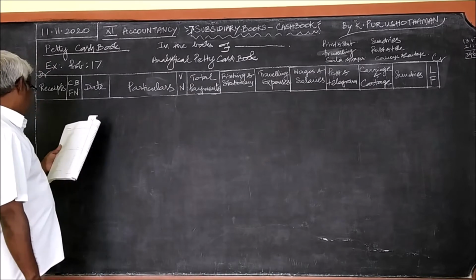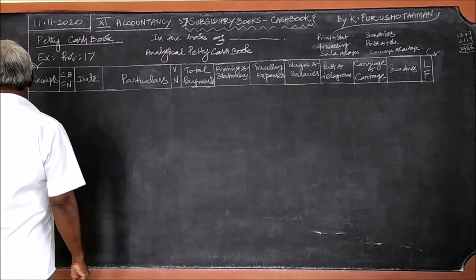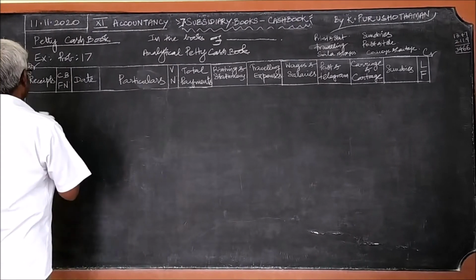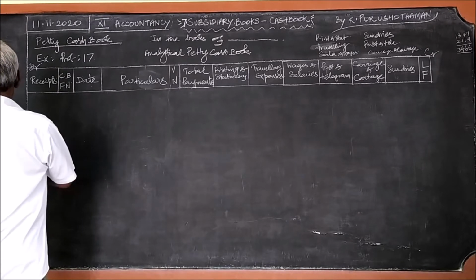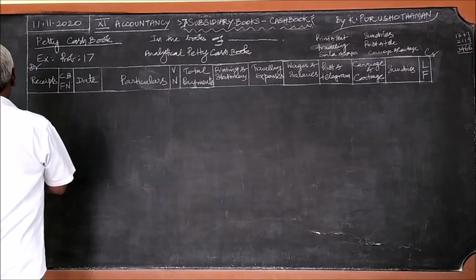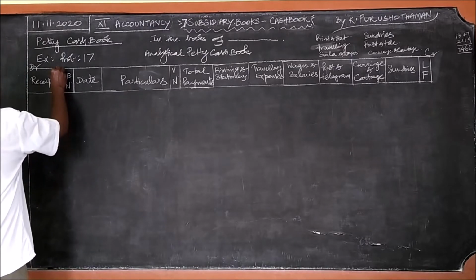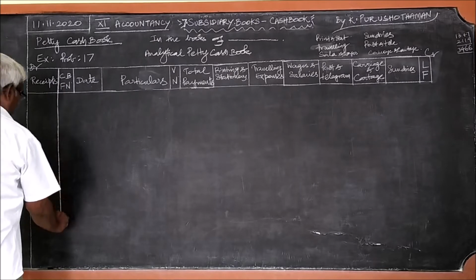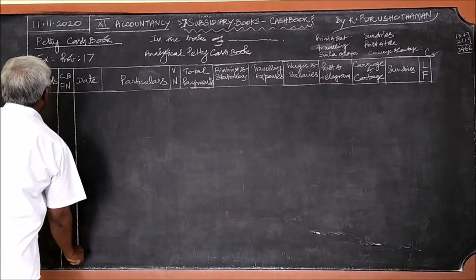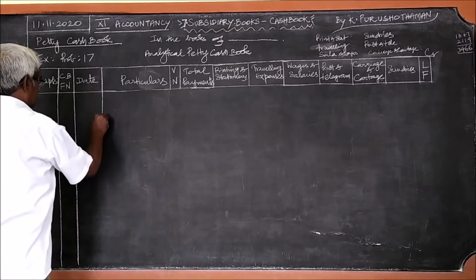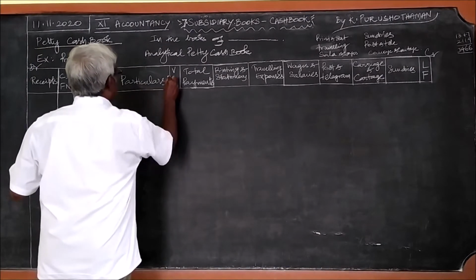Okay. Now we shall see problem number 17. Received from the cashier. Here also no name is found out. So, we shall start doing this 17th problem. As I said, for the debit side, the 6 columns are quite common.